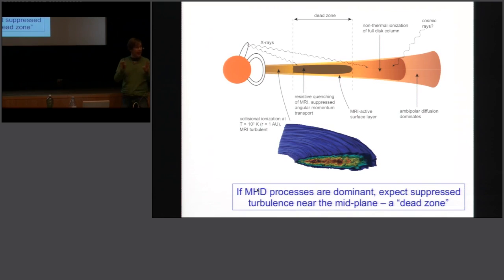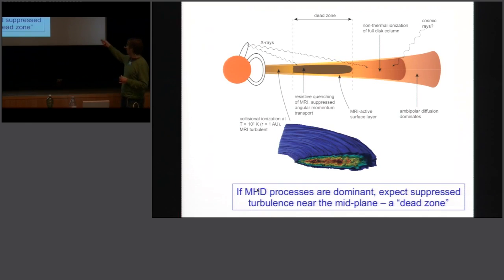So those inner regions will be dead, and there will not be much turbulence, not much magnetic turbulence anyway, in those regions. Then if we go further out, these X-rays may be able to penetrate, and the cosmic rays may be able to penetrate the whole column of the disk, but we will eventually get to a region where this ambipolar diffusion dominates because of the very low densities, and that will also quench the role of these MHD instabilities.